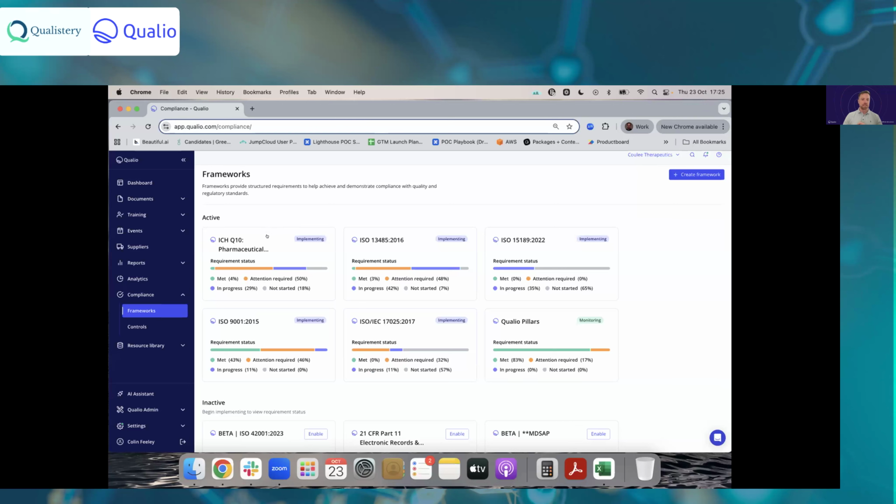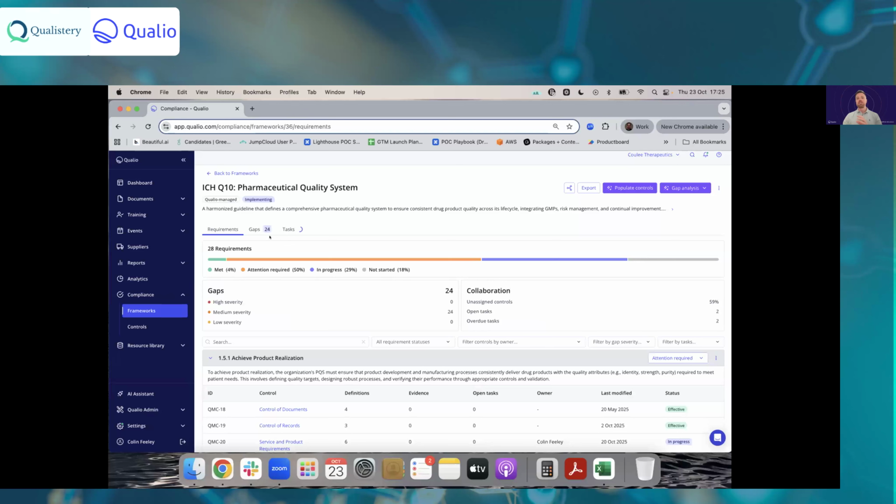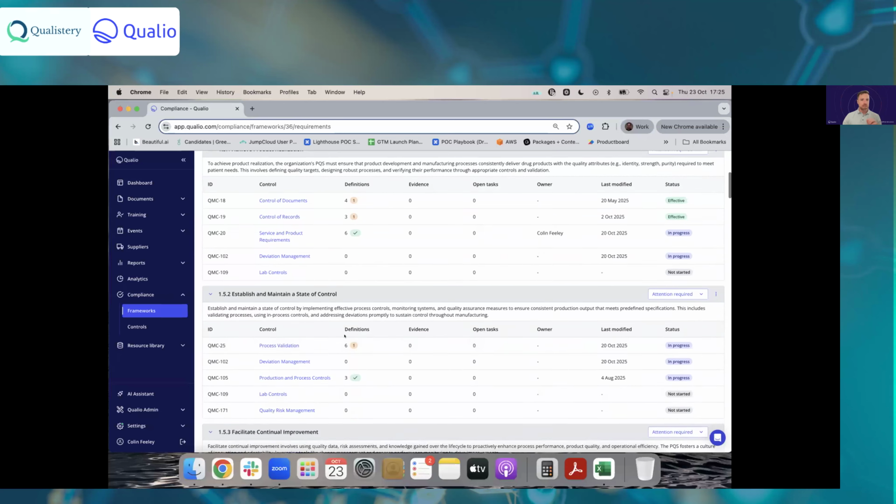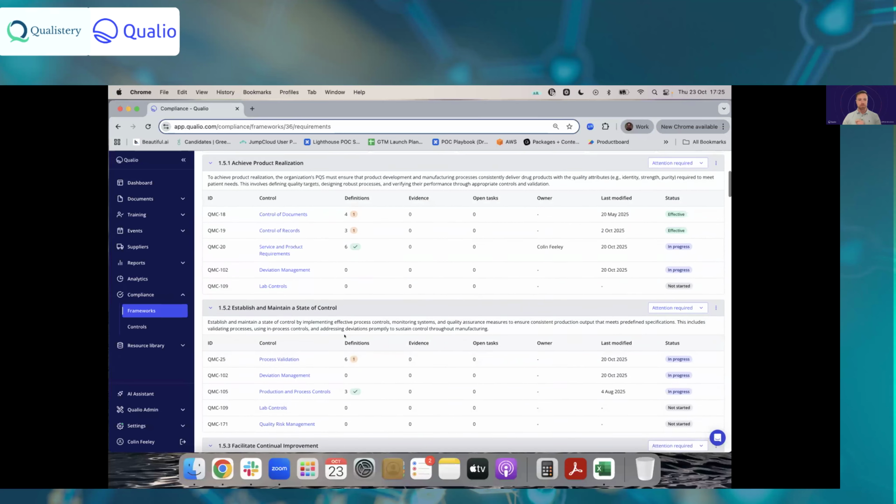So now I'm going to jump into ICH Q10, and let's say we're just starting off with ICH Q10. As Jerry said, you don't want to start from scratch. Now we come in here and there's already work happening. But what's happened here is these are controls that are also in 9001. So the work you've done for 9001 is also applicable to ICH Q10. So you're not starting from scratch. These are already mapped for you.